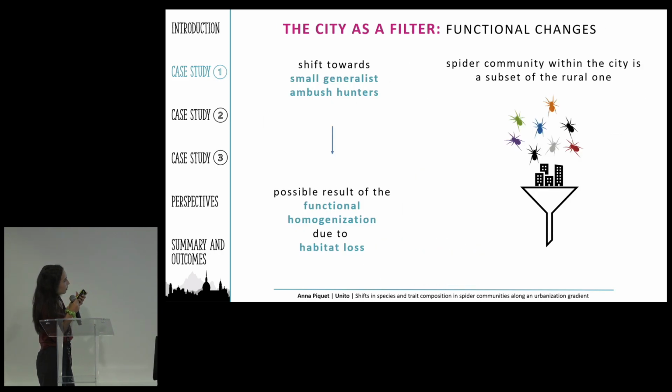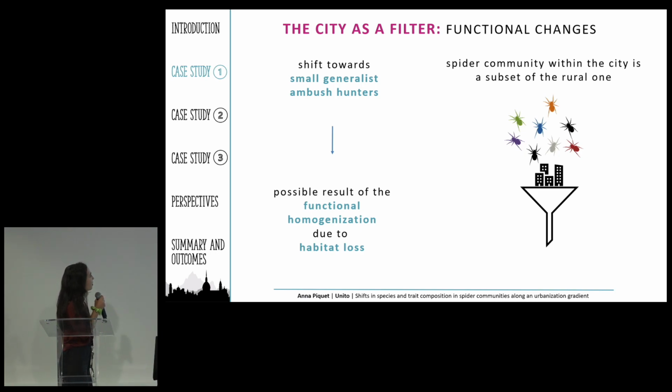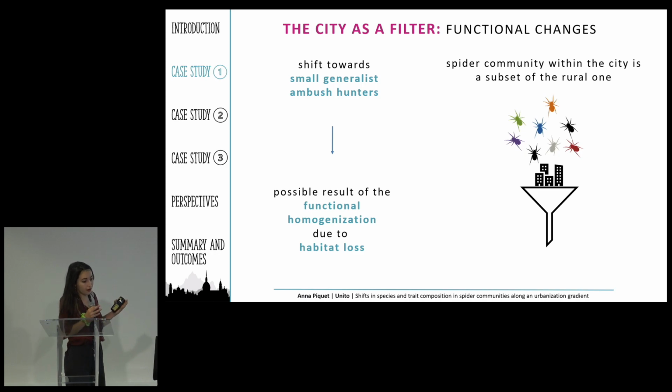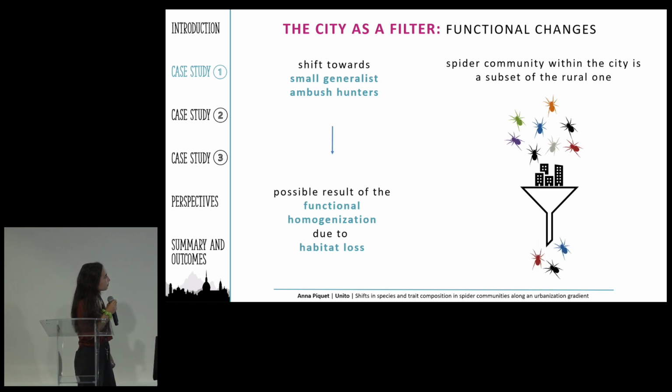So we can conclude that in the city there is a loss of number of individuals, number of species, and also a shift towards more generalist strategies, as the city appears to favor the ambush hunters. This homogenization could be seen as a possible result of the habitat loss. The city is simpler, a less complex habitat, and is less rich of ecological niches, so it favors more generalist spiders. And the spiders we found in the city are actually a subset of the spider community you can find in the rural areas.